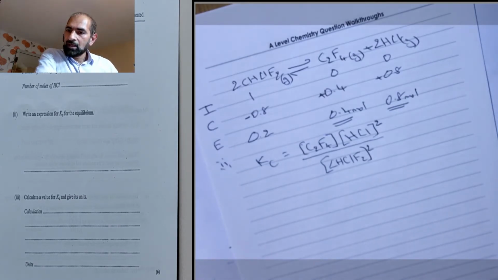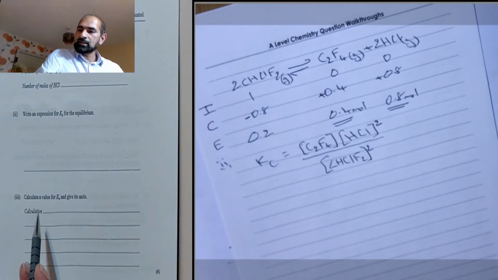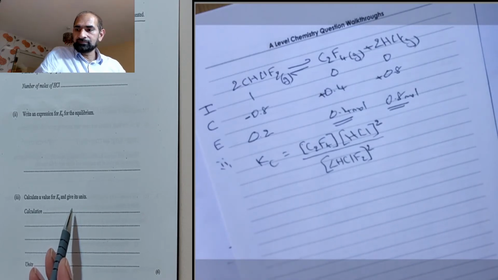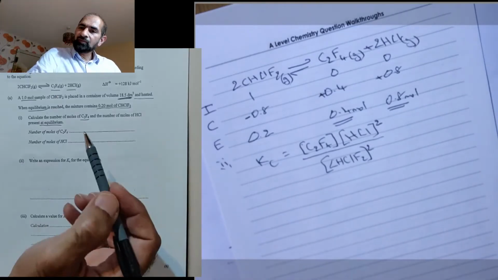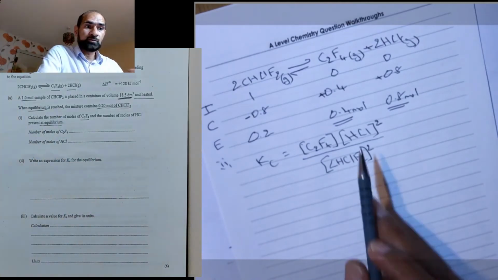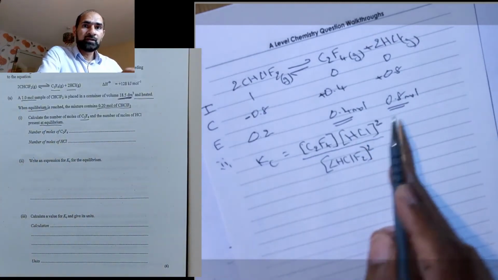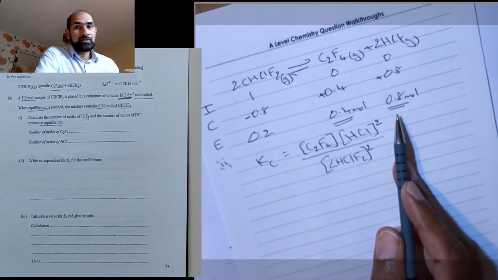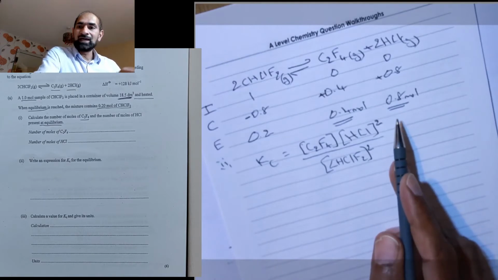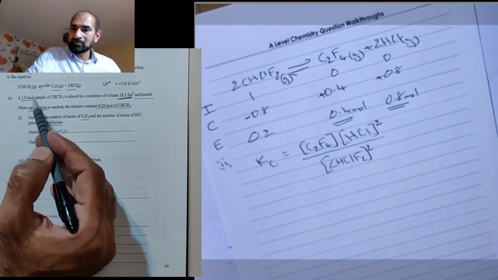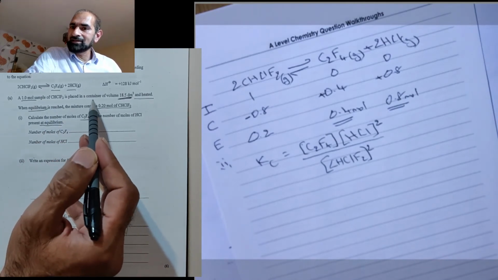All right. Next part, 3. Calculate a value for Kc and give its unit. So now we're going to work out the actual value. Okay. So this is where this volume comes in. That means we can work out the concentrations. We've got moles at equilibrium, but we need to work out concentrations. And because they've given us the volume, we can work out the concentration. And remember, it's in one container. It's not as if this is in a different volume. This is all in one place in a container, right?